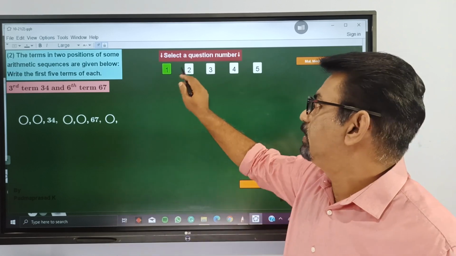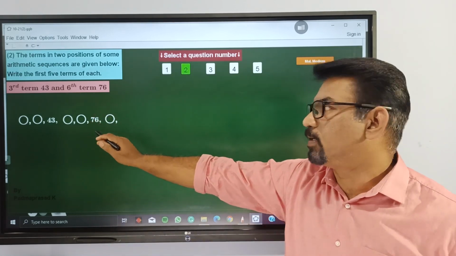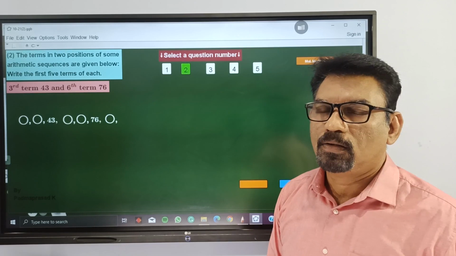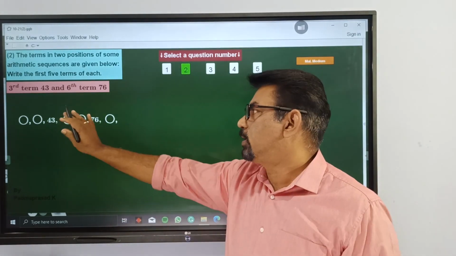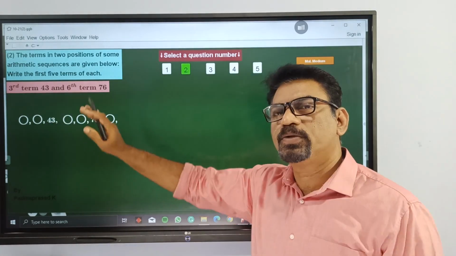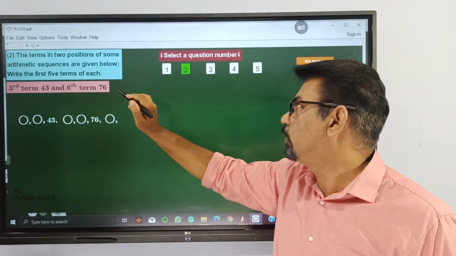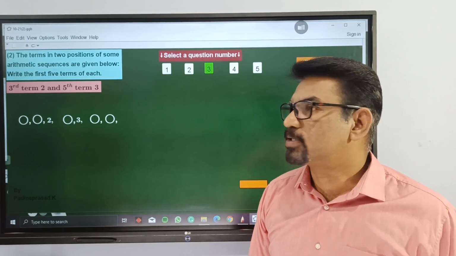I leave this second problem for your exercise because there is no difference in method. Only the numbers are changed, obtained by interchanging the digits, but the places are the same, so you can solve it very easily. So let's move on to the next question.